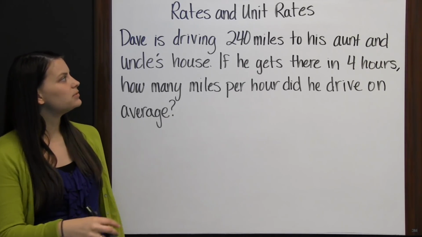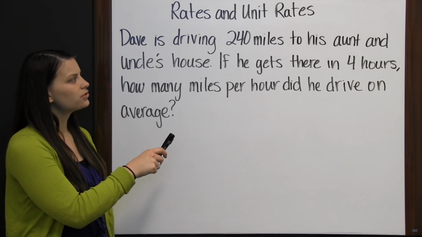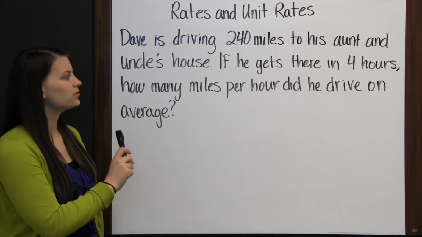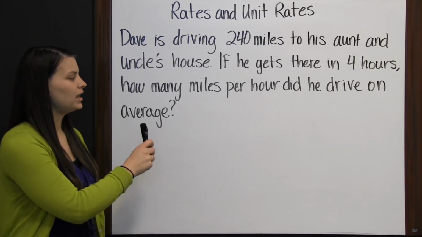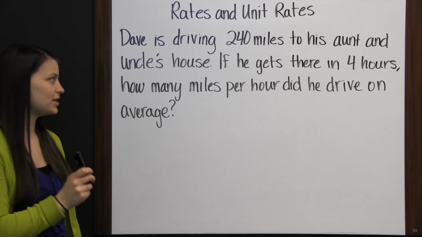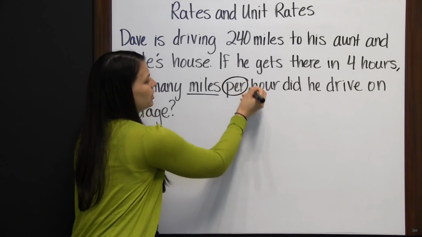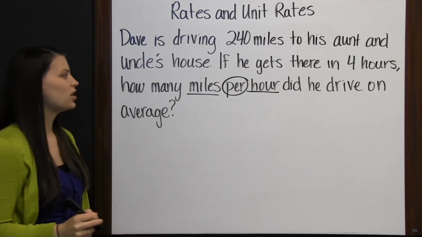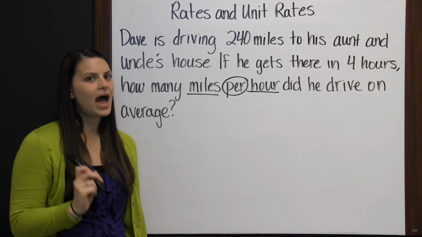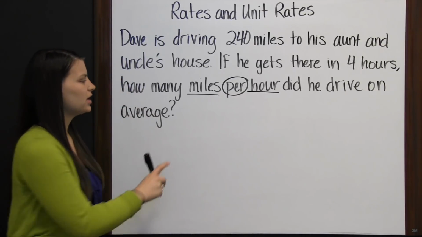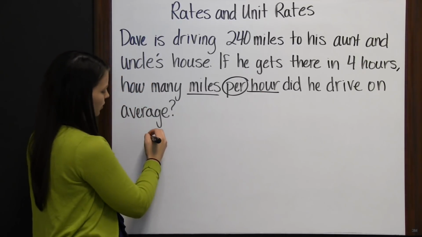So let's look at a problem dealing with rates and unit rates. Dave is driving 240 miles to his aunt and uncle's house. If he gets there in 4 hours, how many, and here's the key right here in the question, how many miles per hour did he drive on average? In that question, they're telling you how to set up the problem. They're telling you to put miles over hours. So we're going to start with that.